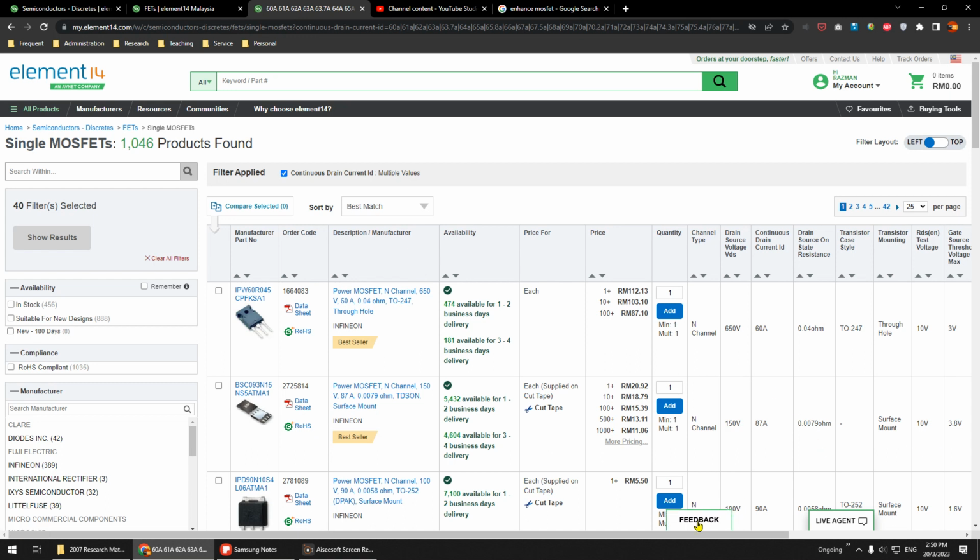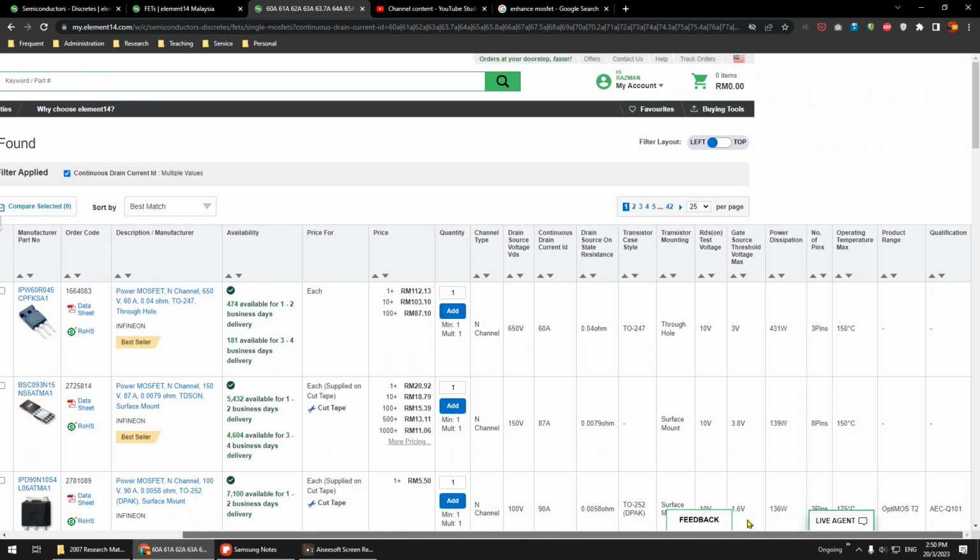Okay, so for this case, I suggest you try to find RDS. You have to minimize the RDS. RDS is basically resistance in the MOSFET. The lower the resistance, the lower the power loss. So search for RDS.